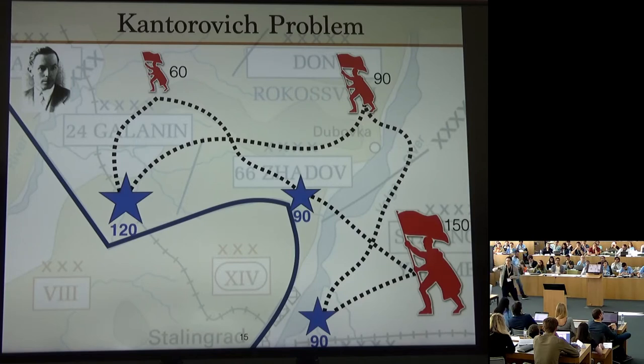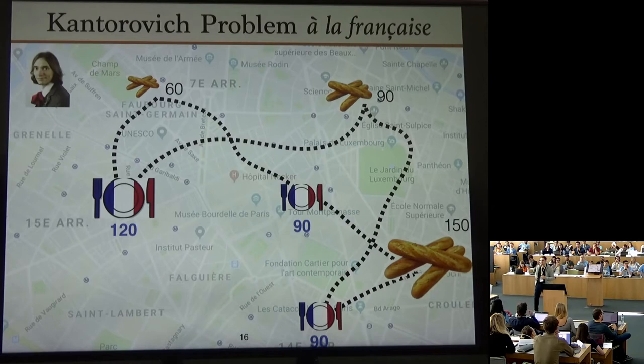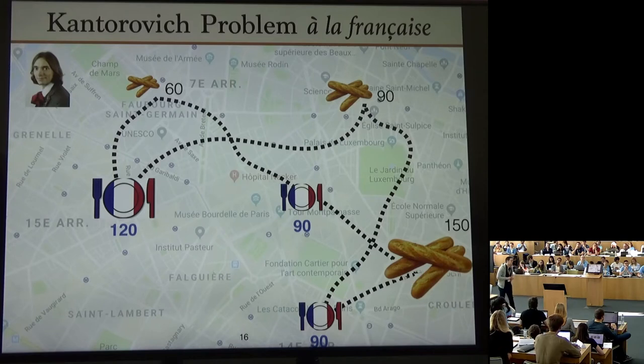There are some barracks around this front line, and each barracks holds a certain number of soldiers, and for the purpose of this example, they balance. The same amount of soldiers is available in the barracks as we need on the front line. Now the problem that Kantorovich asks is: what is the optimal way to bring the soldiers from this configuration where they are in the barracks to the stars? The French version of this is basically one with restaurants and baguettes. You have restaurants somewhere in Paris. They need 120 baguettes, 90 and 90. And there are bakeries that produce the same amount of baguettes, and you need to figure out the optimal way. This example is actually taken verbatim from Cedric Villani's textbook.